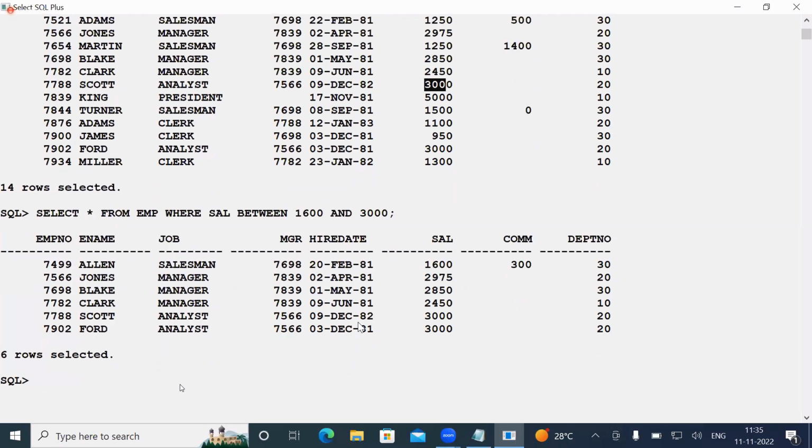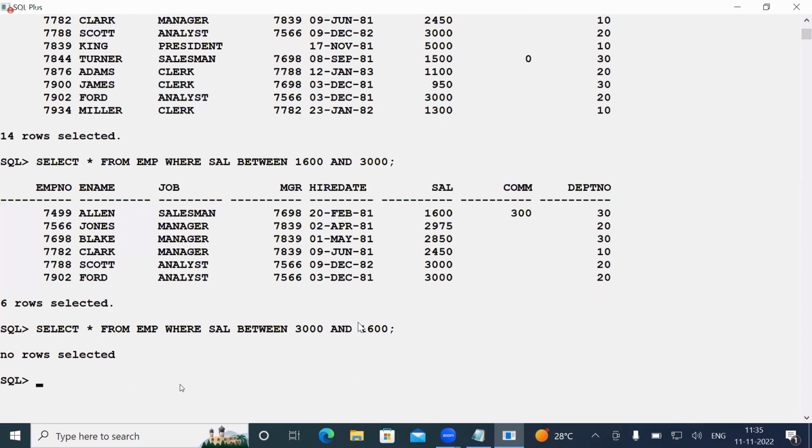But suppose you write 3000 and 1600 and execute this, there will be no result, because the between operator is always low to high only; high to low is not possible. Got it now? So this is one example on between.